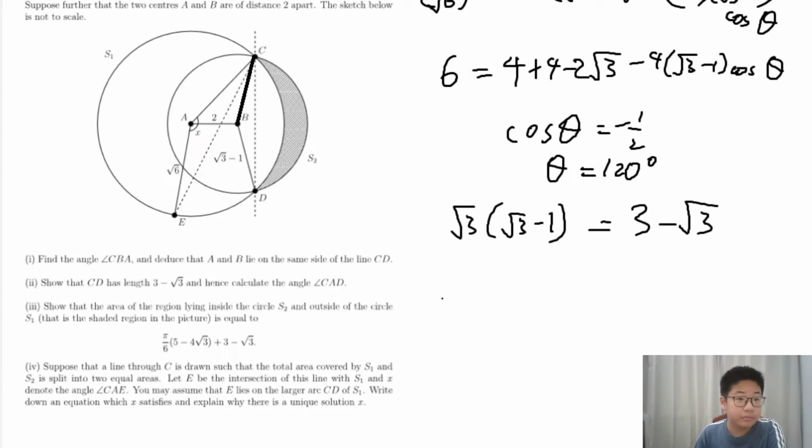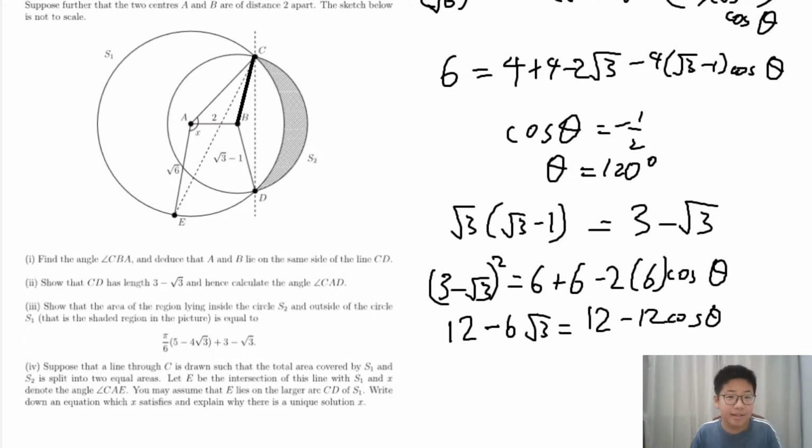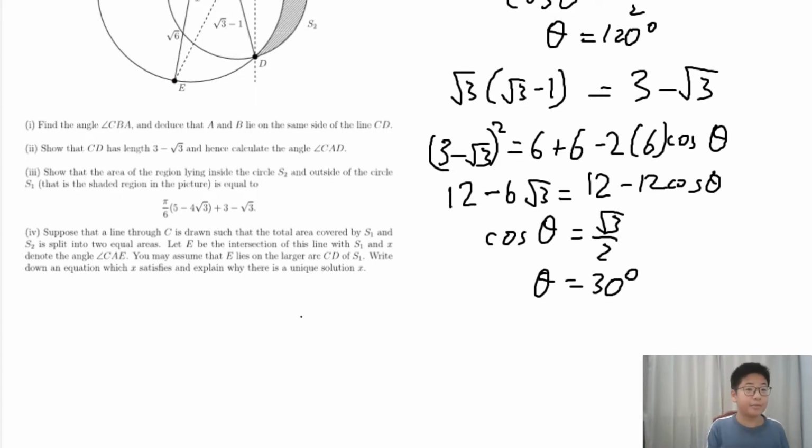AC has length square root of 6. So 3 minus root 3 squared equals root 6 squared plus root 6 squared minus 2 times 6 cos theta. So it's 6 plus 6 minus 2, 6 cos theta. So 3 minus root 3 squared is 12 minus 6 root 3 equals 12 minus 12 cos theta. Therefore giving cos theta equals root 3 over 2 and theta being 30 degrees. There, we are done.